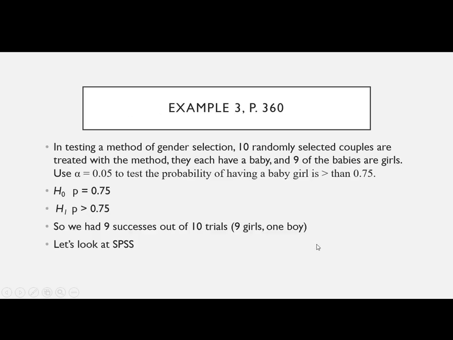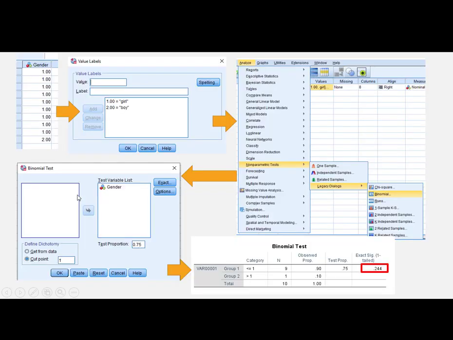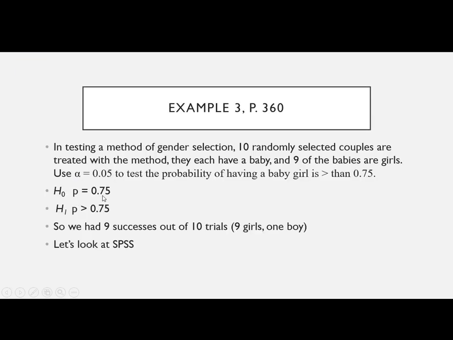And I'll show you an example. Here we are on page 360, example 3. In testing a method of gender selection, 10 randomly selected couples are treated with this method. They each have a baby, and 9 of the babies are girls. Using an alpha equal to 0.05, test that the probability of having a baby girl is greater than 0.75 or 75%. So our null is that the P is equal to 0.75, and the alternate is that the P is greater than 0.75. So we had 9 successes out of 10 trials, 9 girls and 1 boy.